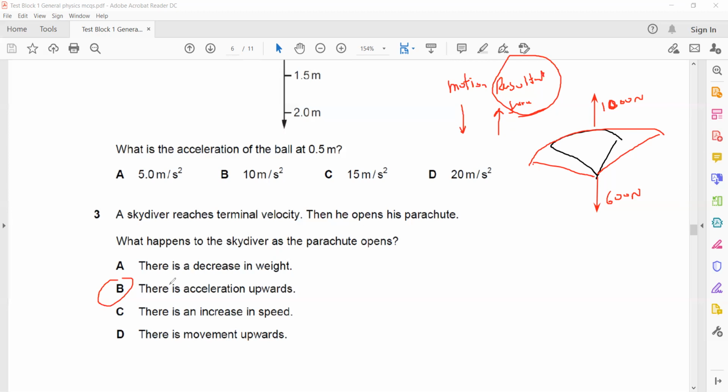The weight decreases, that's totally wrong. There's an increase in speed. Speed will decrease because he starts to decelerate. There is movement upward. He will not move upward. He will slow down, but the resultant force is upward. Because resultant force is upward, and as we studied, acceleration and resultant force are always in the same direction. So if resultant force is upward, the direction of acceleration should also be upward.